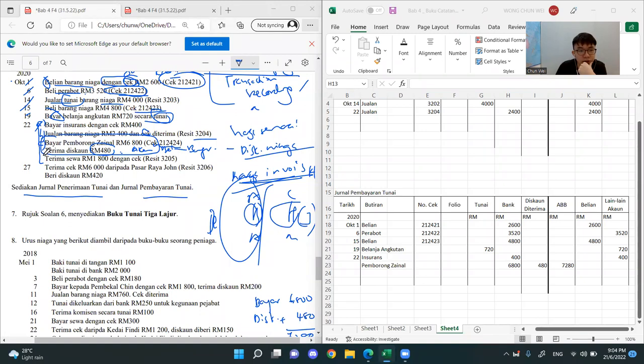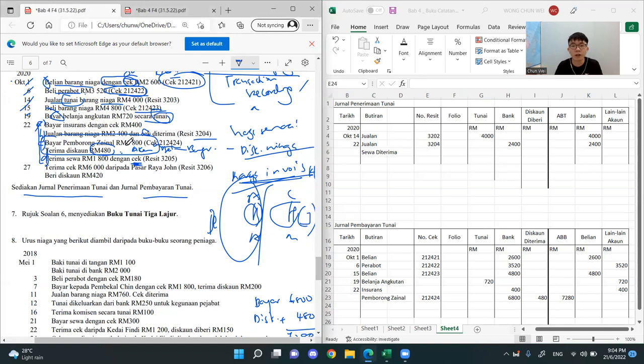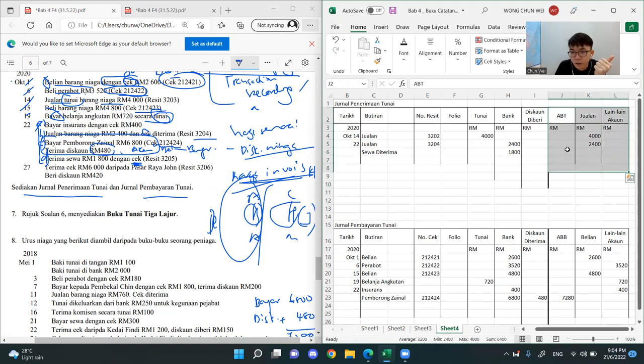Okay, next. D. Terima 71,800. So you terima. Terima apa? Penerimaan lah, right? So you terima daripada sewa, diterima. Oh, by the way, tadi punya ada receipt lah. Ada cek kan. So 212424. Okay, so sewa diterima. 1,800 ringgit dengan cek. You terima 1,800 ringgit secara cek, meaning dalam bank lah. So this 1,800 ringgit from mana? So it's either three. The ABT ke, jualan ke, lain-lain account. So memang is in lain-lain account lah. So 1,800 ringgit here. And the number receipt is 3205.